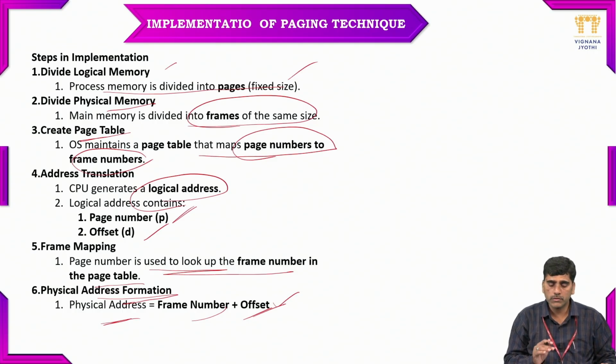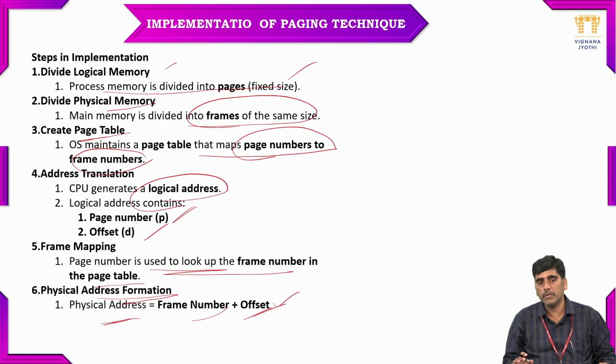So what is the first one? Divide logical memory. That means process memory is divided into fixed size pages, and main memory is divided into fixed size frames, and create a page table that maps page numbers to frame numbers. The next, address translation, where the CPU generates the logical address which contains page number and offset. The next, frame mapping, used to look up the frame number in the page table. And last, physical address formation.